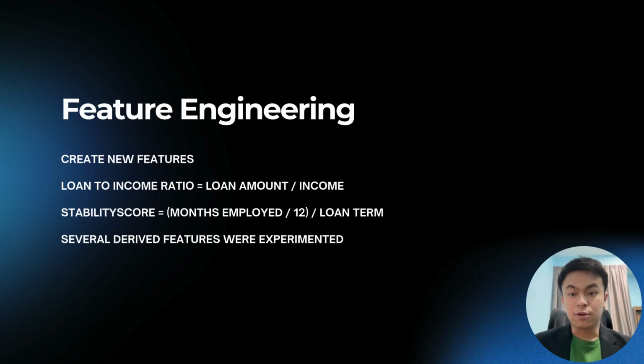Then we created new features. So it comes to the feature engineering stage. We created features like the loan to income ratio and the stability score, which derive from existing features like the loan amount, income, months employed, and the loan term. Several derived features were experimented with, but they were not very good, leaving us with these two.